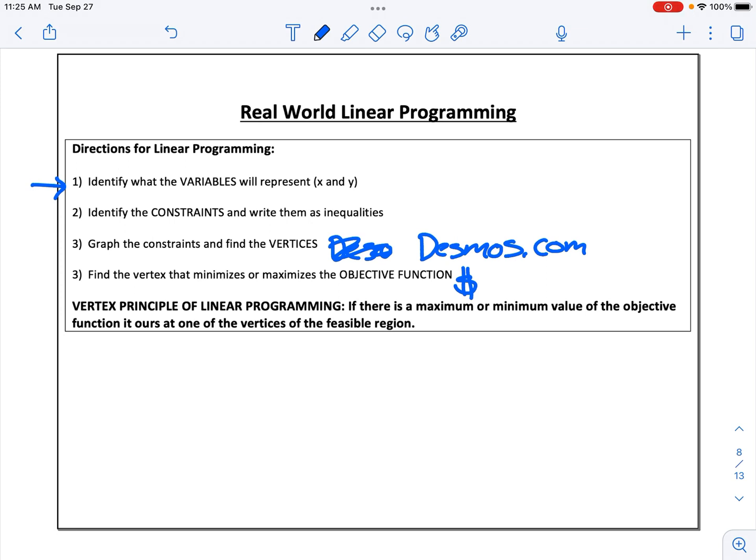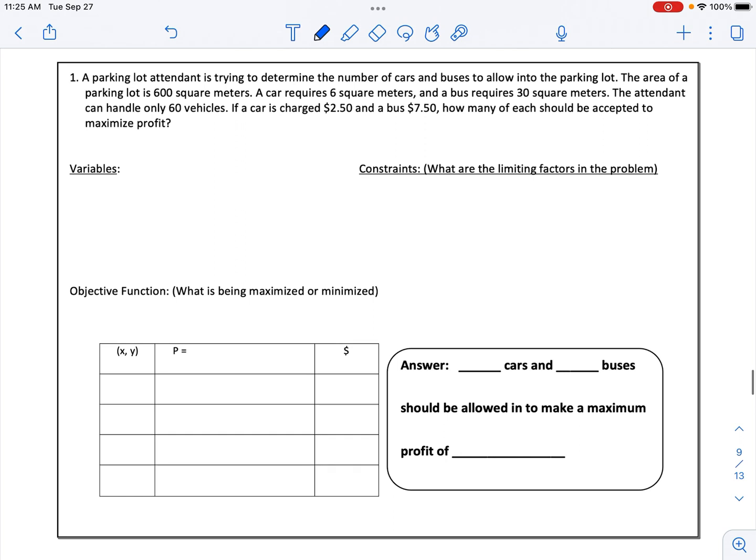This plays into the vertex principle of linear programming. That says if there's a max or minimum value of the objective function, it is at one of the vertices of the feasible region. So we're going to look at that on Desmos and check out the shaded region. We'll see that in action in a bit. The first thing I would do is read through the problem.